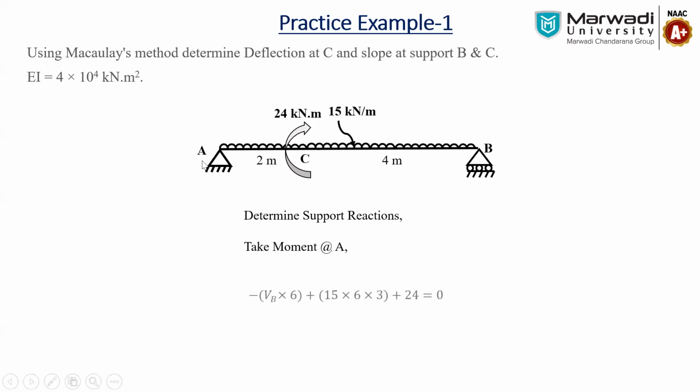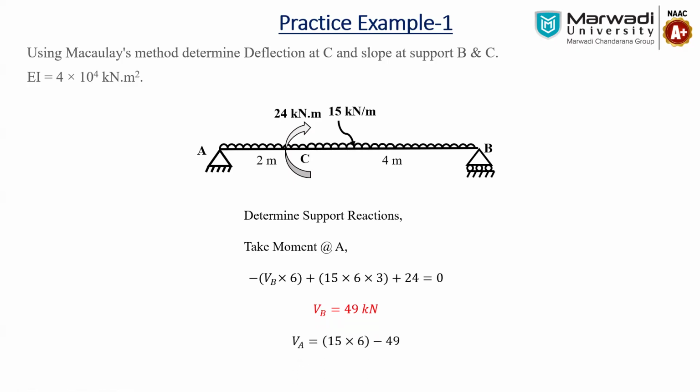So simply, we take moments about A. We consider VB into 6, plus 15 multiplied by 6 into 3 as it is a UDL, plus we have to consider this moment also, which is plus 24. Based on that we will get VB equal to 49 kilonewton. Now, what is the total load? It is 15 multiplied by 6, so it's 90. 90 minus 49 gives 41 kilonewton. So these are basically our reactions.